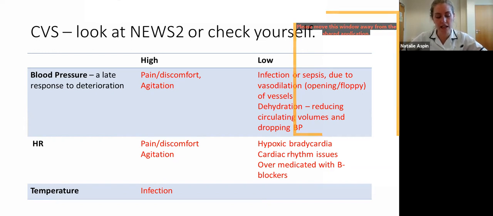And similarly, heart rate. If you're looking at someone with a high heart rate, what's driving that? Are they agitated? Are they in pain? Is there something else going on? And a little note on temperature: bear in mind whether they're on paracetamol, because we know paracetamol can reduce temperature by at least a degree. So that might be masking something else that's going on.